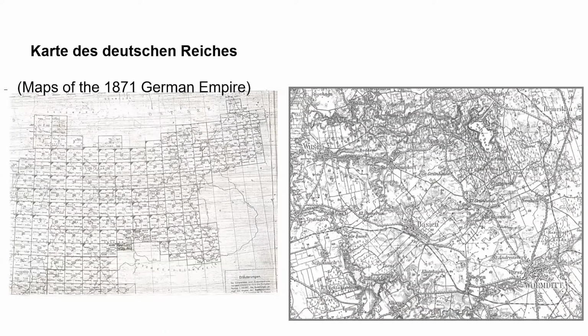This is a detailed set of 674 maps with a map scale of 1 to 100,000. It is accessible on Ancestry.com, and its use will be explained in lecture number 6.